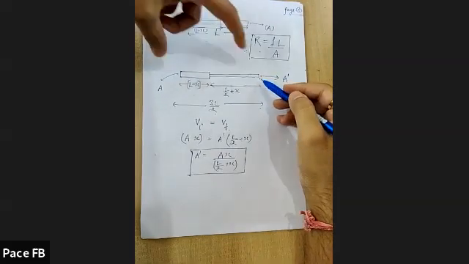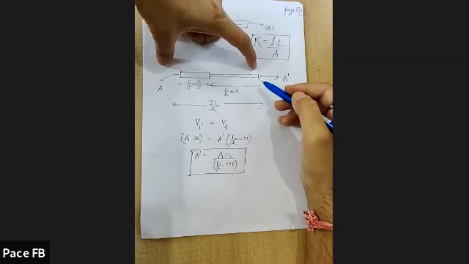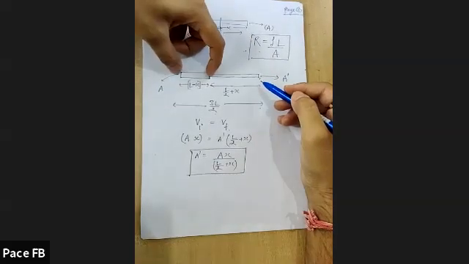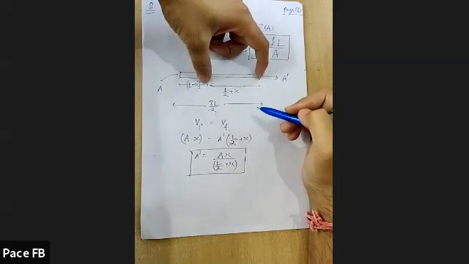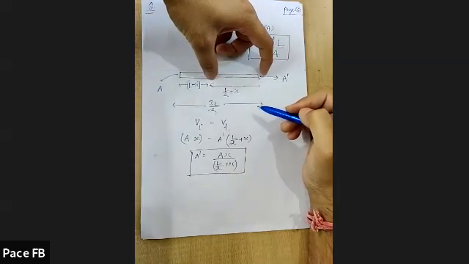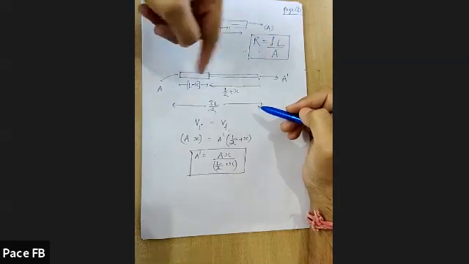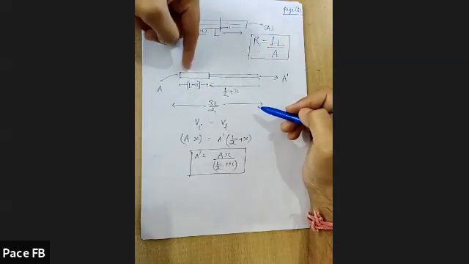Okay. And this 3L by 2 is having two resistors, one of length L minus X, another one of length L by 2 plus X. One of area A, another one of area A dash. And the resistivity is the same for both of them. Why? Because the material is the same. So the resistivity will remain the same.